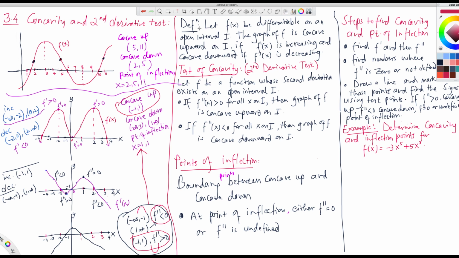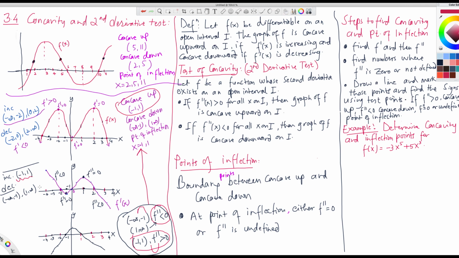Let us write down the definition. Let us talk about the definition of concave up and concave down. Let f(x) be a differentiable function on an open interval I. The graph of f is concave upward on I if f prime of x is increasing and concave downward if it is decreasing, okay? So f prime of x, look at this. This is the first derivative, right? First derivative is increasing in the interval -1 to 1, right? It is increasing in this interval.